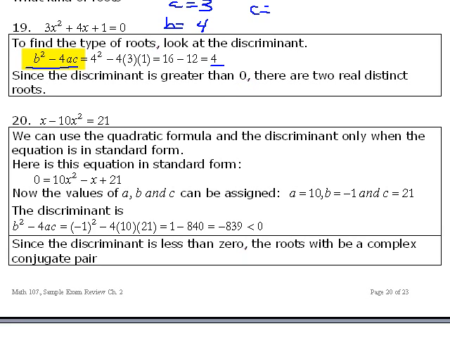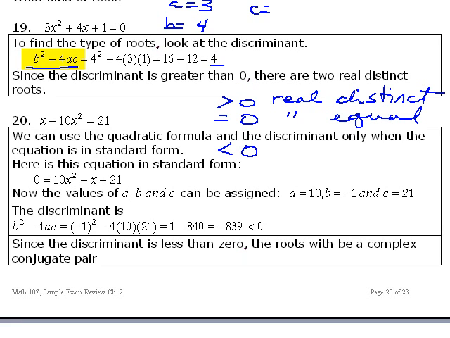If the discriminant is greater than 0, you have real distinct roots. And this is something you have to memorize. If it's equal to 0, they're real, but they're equal. And for the complex case, if it's less than 0, they're a complex conjugate pair. Complex conjugates. So in this case, it turned out to be 4, so the roots are real, distinct roots.